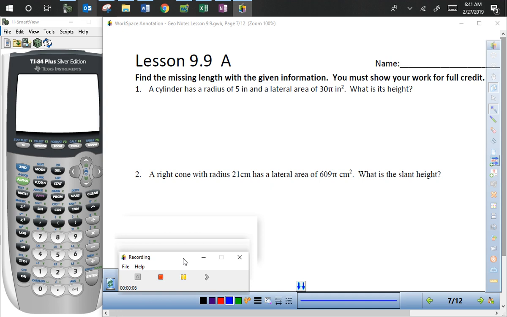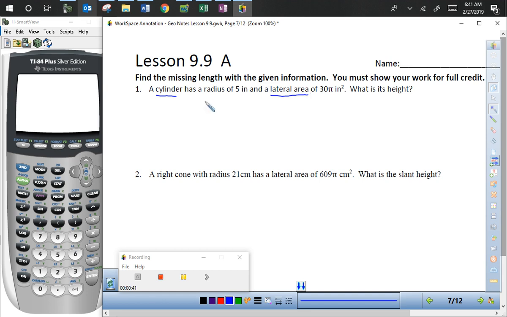The first thing we're looking at, it says a cylinder has a radius of 5 and a lateral area of 30 pi inches squared. What is the height? So you're going to be looking for two things in this reading. You're going to look for the shape and then what it's given you, either lateral area, surface area, or volume. Okay, so here our shape is a cylinder and it's asking for the lateral area. That tells you which formula on your cheat sheet to go look for.